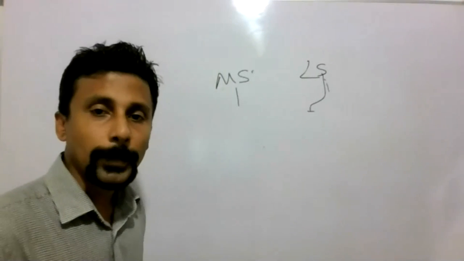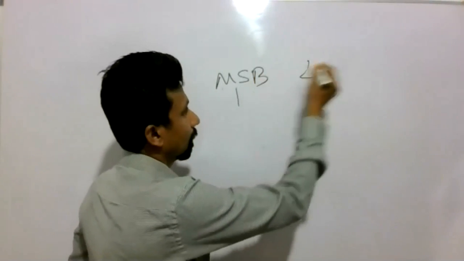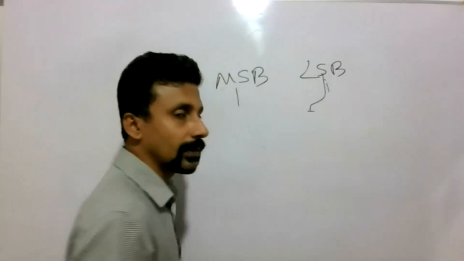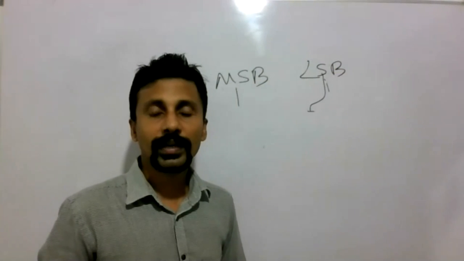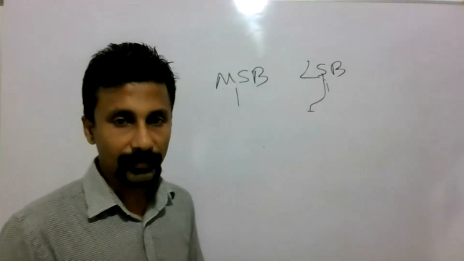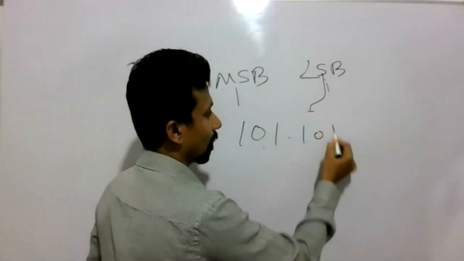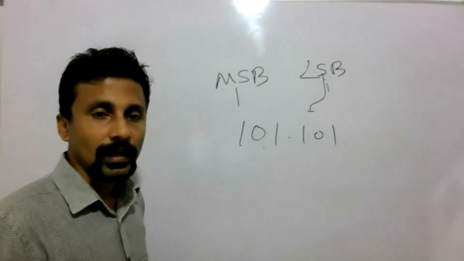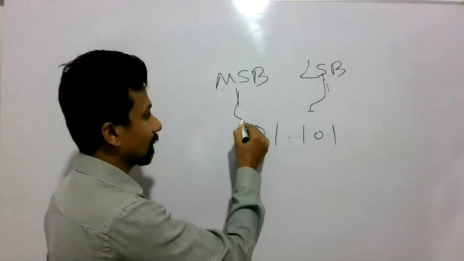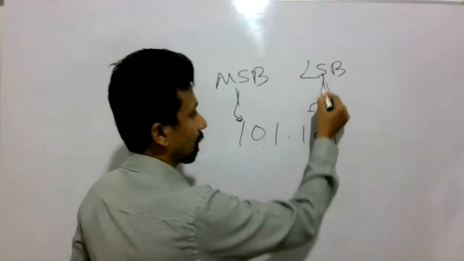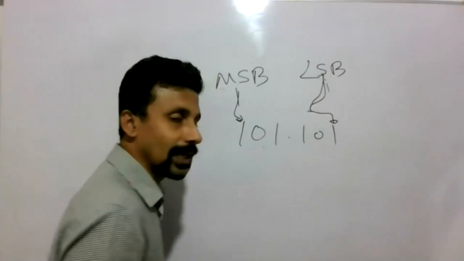most significant bit and least significant bit. Bit is coming for what? You don't get it for normal numbers. You get it for binary values only, like 101.101. So here, what is the most significant bit? This one. The least significant bit is this one.